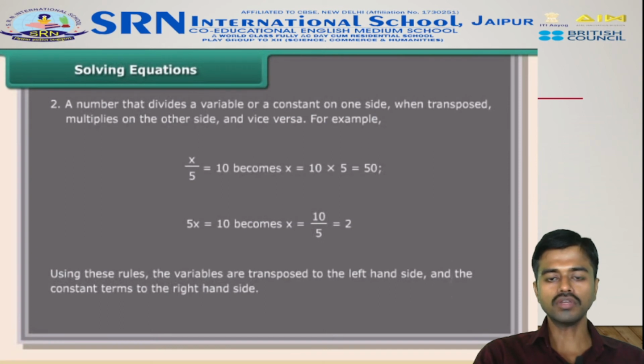Now solving equation, if division is in LHS and if we want to transpose the divisor to the RHS, then it will convert into multiplication. It means division will be converted into multiplication and multiplication will be converted into division. So here we have x upon 5 is equal to 10. So it becomes x is equal to 50. 5x is equal to 10, so x will be equal to 10 upon 5, meaning multiplication will convert into division.